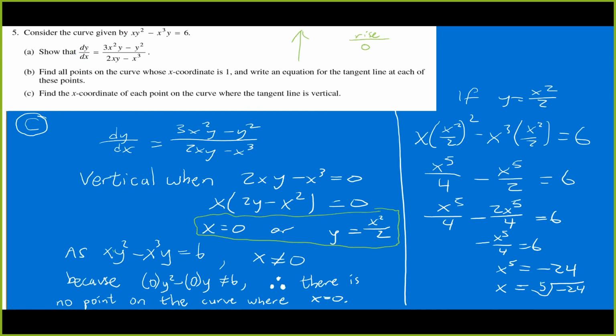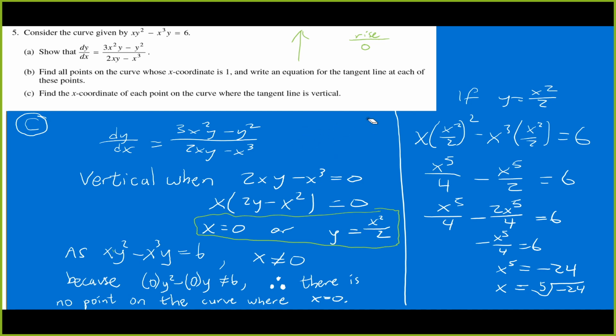Last one, find the x-coordinate of each point where the tangent line is vertical. If I have a vertical line, that means I have some rise, but I have no run. So my slope, rise over run, would be rise over 0, which means the denominator for this dy over dx should be equal to 0 if I have a vertical tangent line. For example, if you have a circle, at the edge of that circle your tangent line would be vertical, which means your slope would be undefined. And it's possible to have more than one of those.